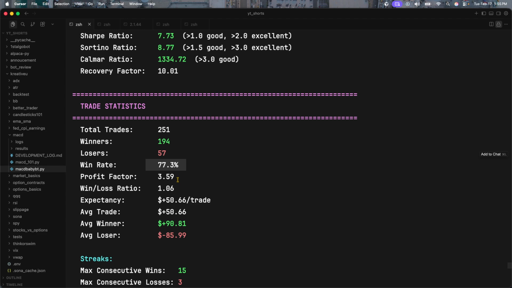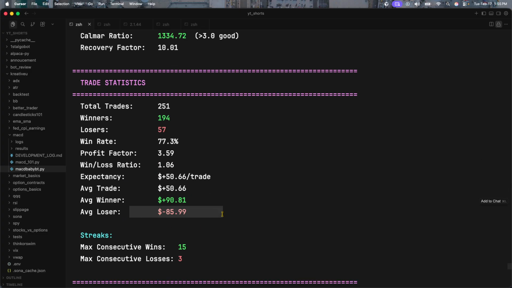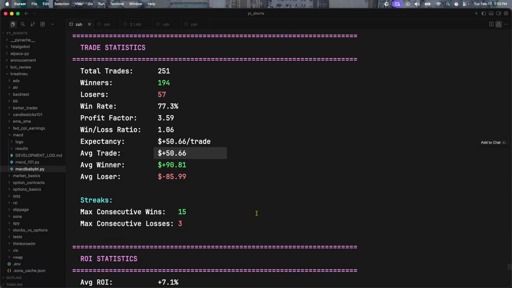Our profit factor is 3.59. What I want you to notice about this is that for every time it lost $1, it made $3.59 back. Our win-loss ratio is 1.06. Our average winner was $90. Our average loser was $85. Average trade was 50 bucks. So you can see it wasn't crazy, fam.